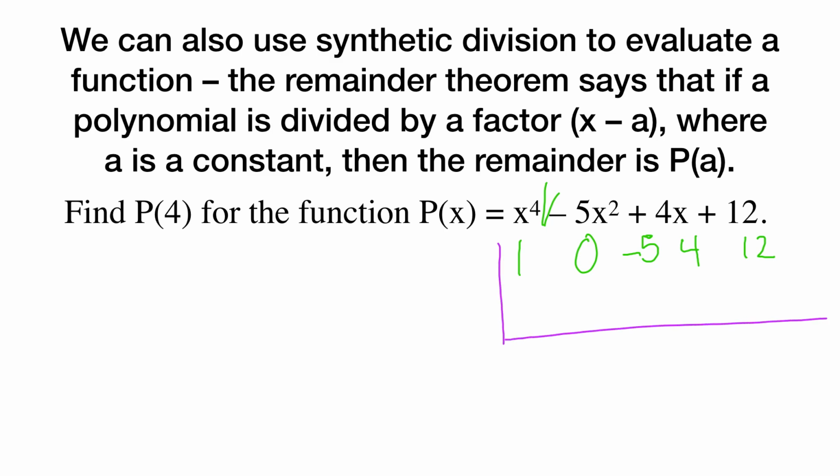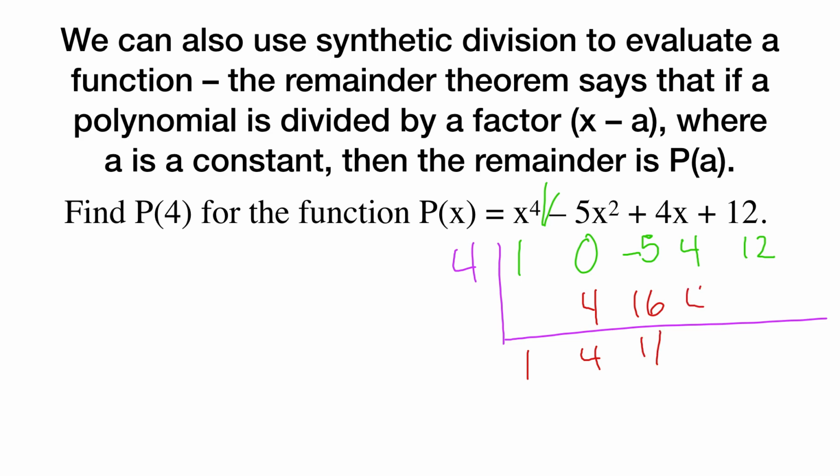So I do this. Let's see. I'm wanting p of 4, so over here I'm going to write 4. So 1 comes down. 4 times 1 is 4. 0 plus 4 is 4. 4 times 4 is 16. 16 minus 5 is 11.